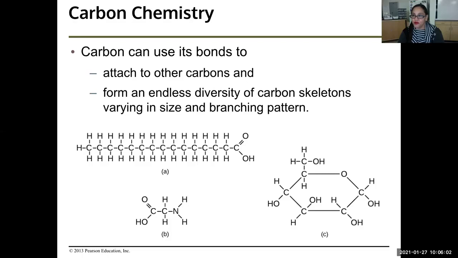And then there's hydrogens branched off, and on one end you have a C double bonded to an O. And then on the other side, it's bonded to an OH. That's called a carboxyl group. It's called a functional group. You guys are going to be doing different functional groups in your lab this week.